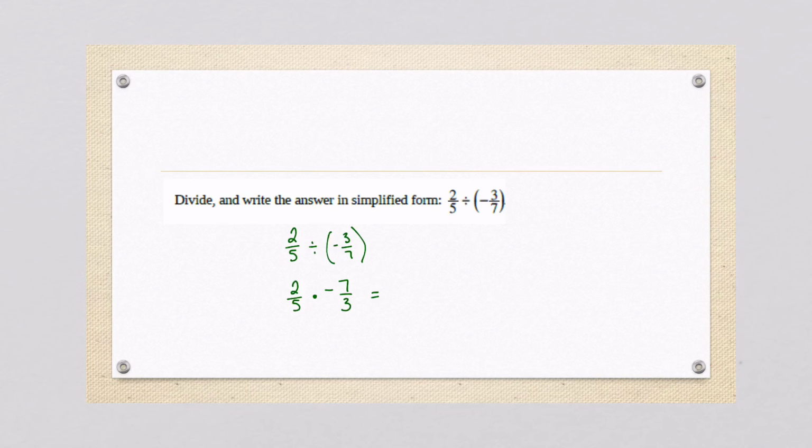2 times negative 7 is negative 14. 5 times 3 is 15. Okay, here's the thing though. If you're using a calculator, do not keep, change, flip. Just type in exactly what you read. Do not be changing your sign. Do not flip your second fraction. Just leave it. Let the calculator do that work for you. The only time you need to keep, change, and flip is whenever you are doing this by hand.